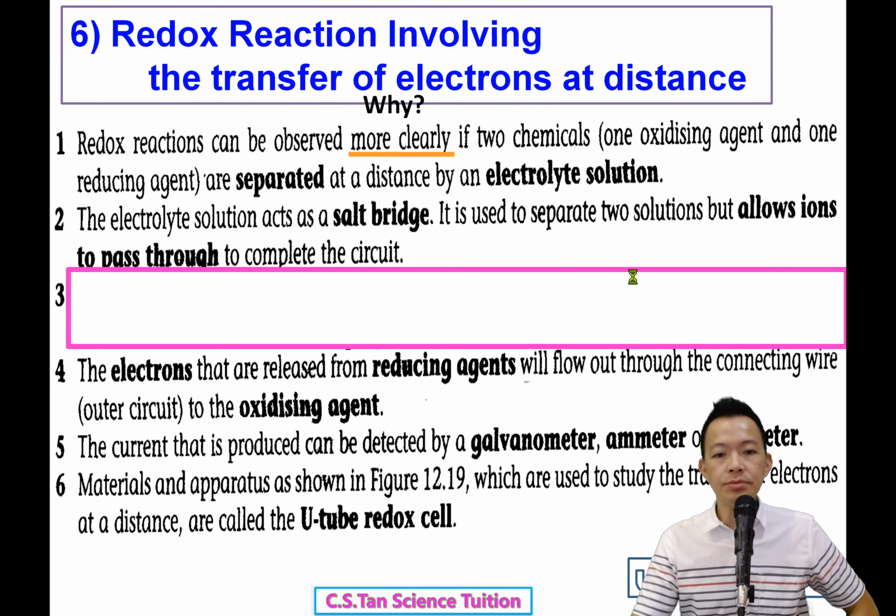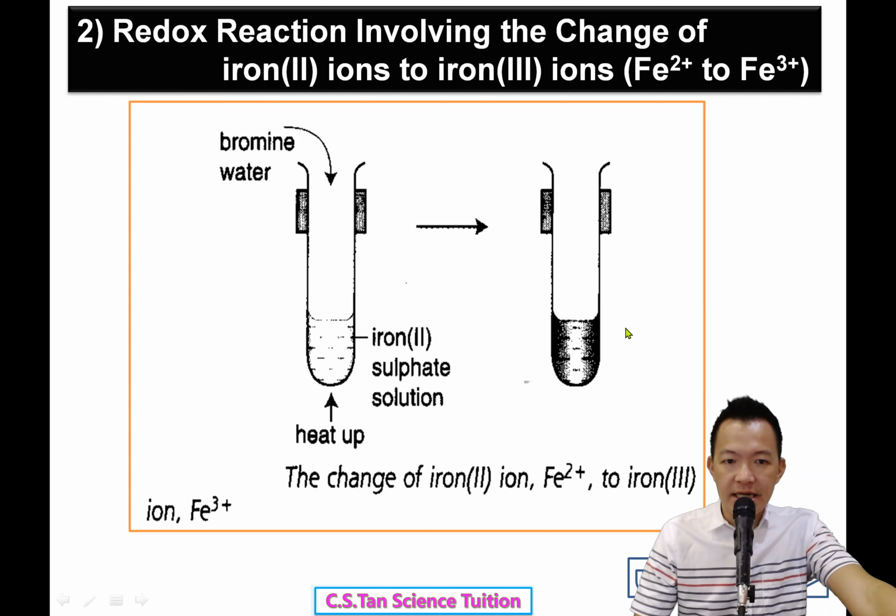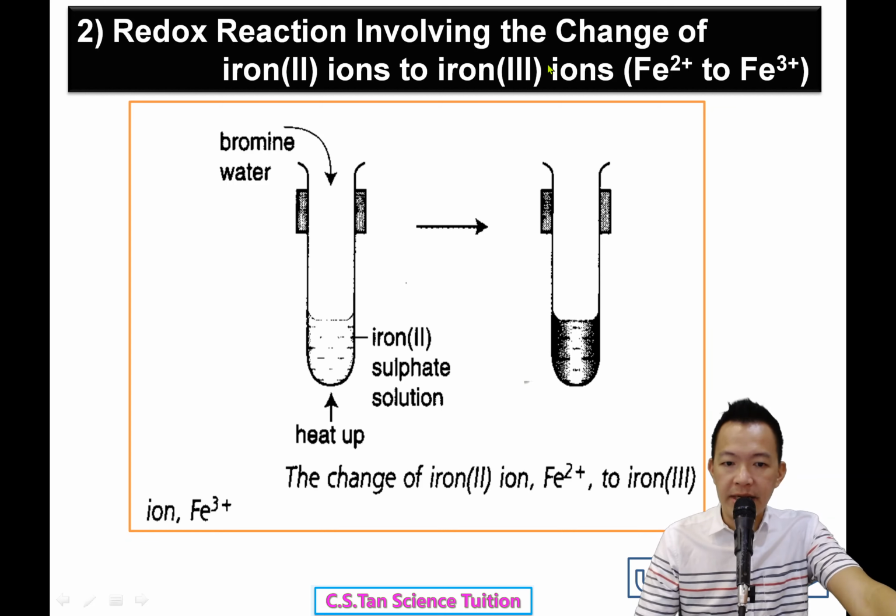Okay, read again. Redox reactions can be observed more clearly. If two chemicals, one oxidizing agent, one reducing agent, are separated at a distance by an electrolyte solution. Not understand? Don't worry. I make it into a diagram. Still remember last time our redox, iron(II) become iron(III).